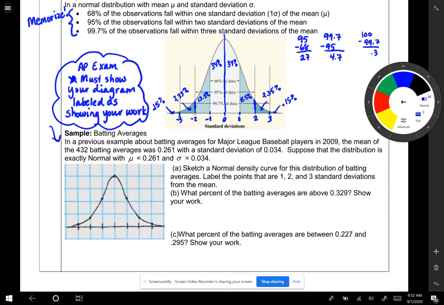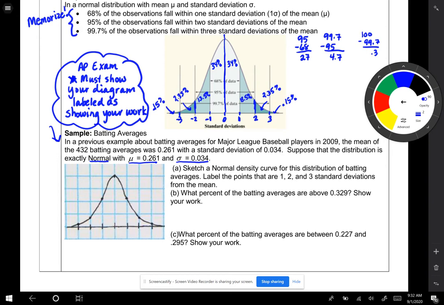In a previous example about batting averages for Major League Baseball players in 2009, the mean of the 432 batting averages was 0.261 with a standard deviation of 0.034. Suppose that the distribution is exactly normal with mean 0.261 and standard deviation 0.034. A, sketch a normal density curve for this distribution of batting averages. Label the points that are 1, 2, and 3 standard deviations from the mean.